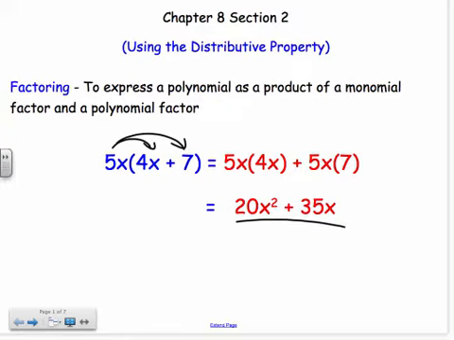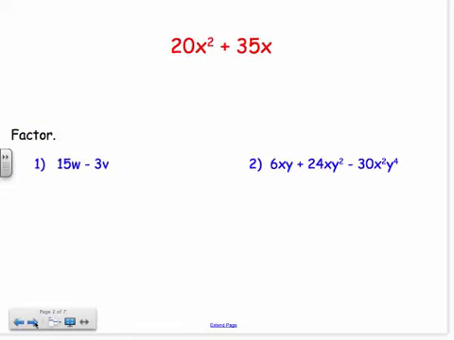And if you notice, that 5x is actually the GCF of each monomial, right? 5x goes into both 20x squared and 35x, and it's the GCF of the two, the greatest common factor. So that's all that's happening. We're going to take the GCF of that polynomial and factor it out. We're basically going to pull it out, kind of working the distributive property backwards. So let's take a look at that.